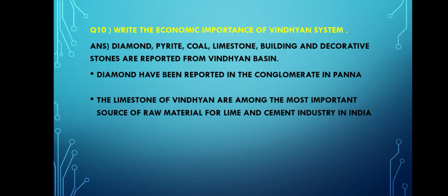Now come to the next question. Question number 10. Write the economic importance of Vindhyan system. Diamond, fire clay, limestone, building and decorative stones are reported from the Vindhyan basin. Diamonds have been reported in the conglomerate in Panna. Next point, the limestone of Vindhyan are among the most important source of raw material for lime and cement industry in India.